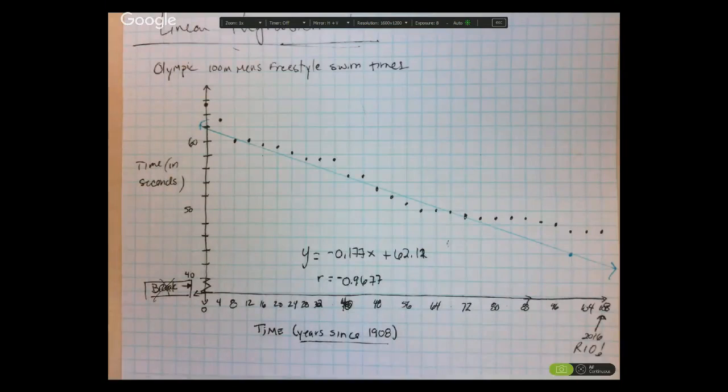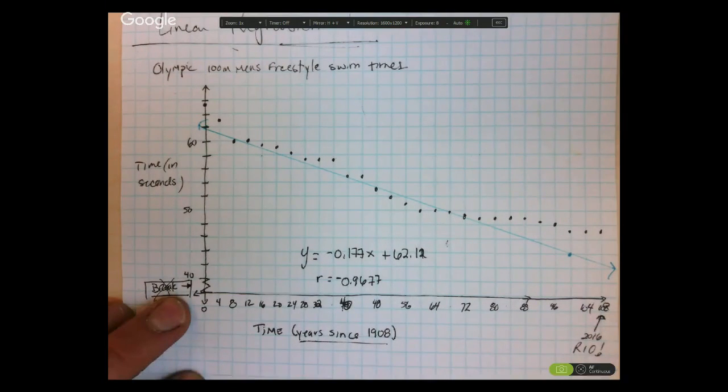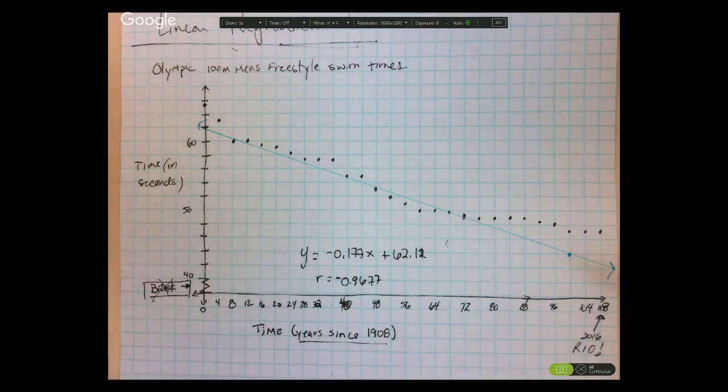Okay. Notice it starts to trail off and become a little more difficult to match that data down here. Imagine this line continuing. Will we ever get to 0 seconds? Probably not.